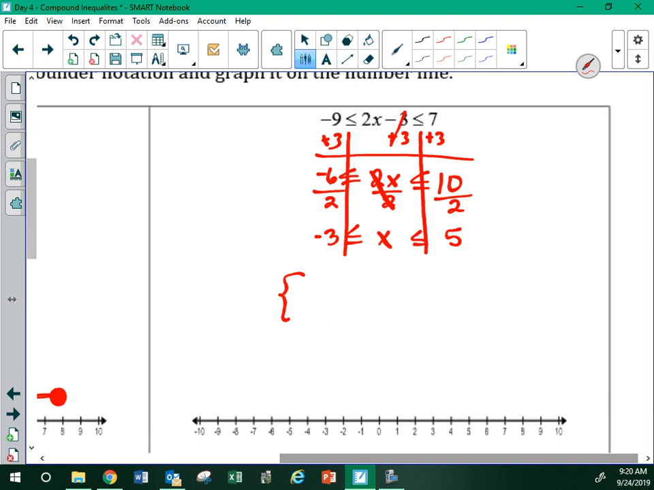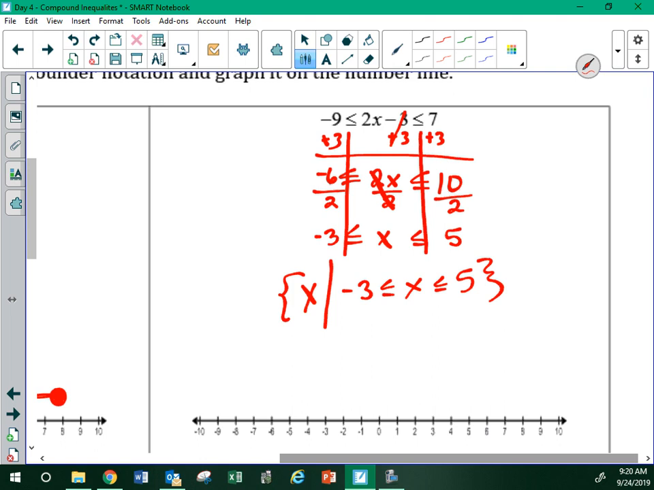Alright, so again, we have that squiggle, x, vertical bar. And then we just list out our answer: -3 less than or equal to x, less than or equal to 5. And again, you can do a quick check to make sure you did this right. We want our smaller number on the left, our bigger number on the right, and our arrow should point to the left.